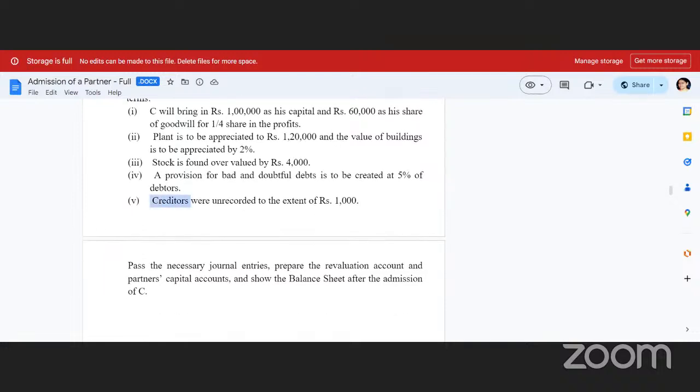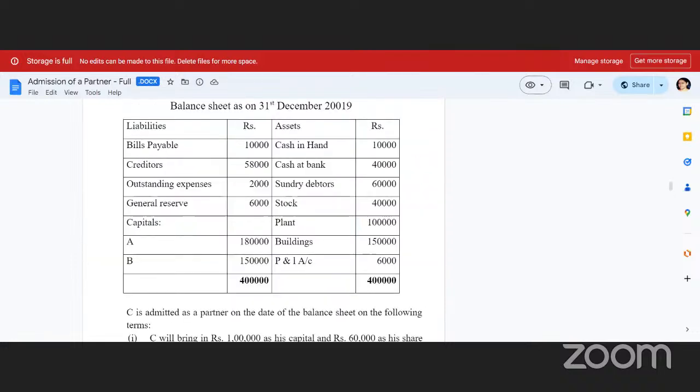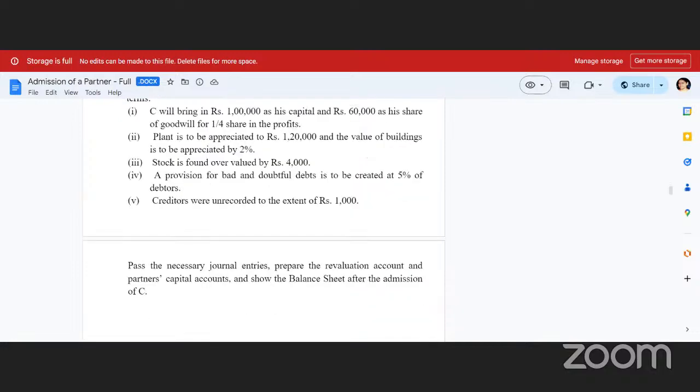Okay, next, creditors were unrecorded to the extent of 1,000. Unrecorded means not recorded. Creditors not recorded. So whatever the amount not recorded, to that extent we should add back. Which side do you have creditors? On the liability side. Creditors is on the liability side, so if not recorded, your liability increased.